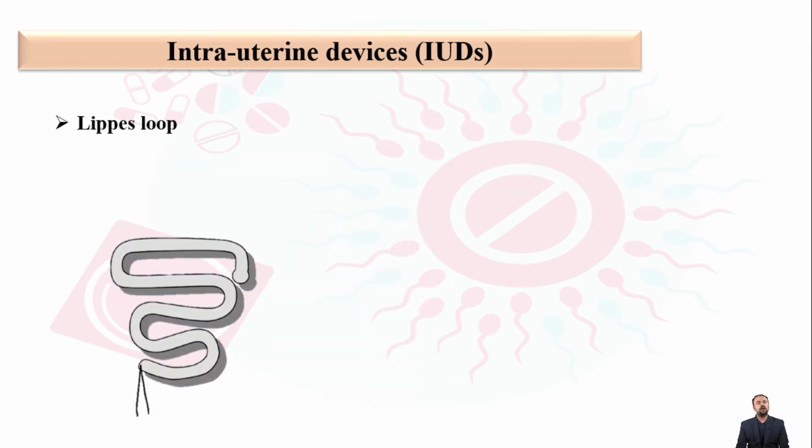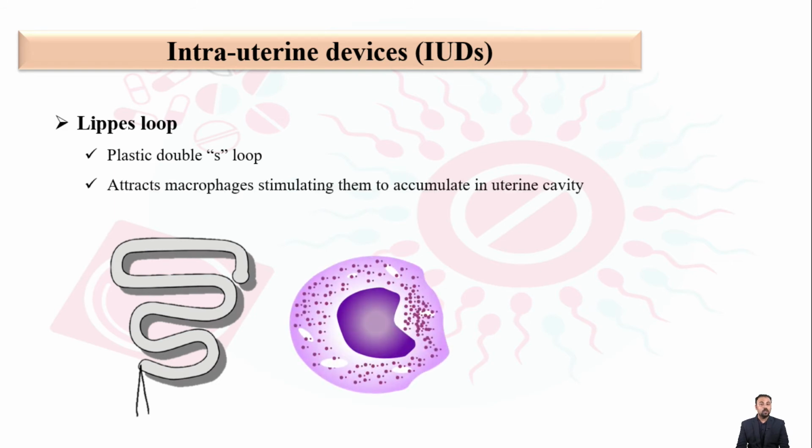Students, let us talk about the most common of these IUDs, that is the Lippes loop. Let me tell you students that this was one of the first intrauterine devices which were brought to the market. Students, these particular IUDs were made completely of plastic, and basically as you can see, they contained a double S loop. Students, this is basically a foreign object inside the uterus.